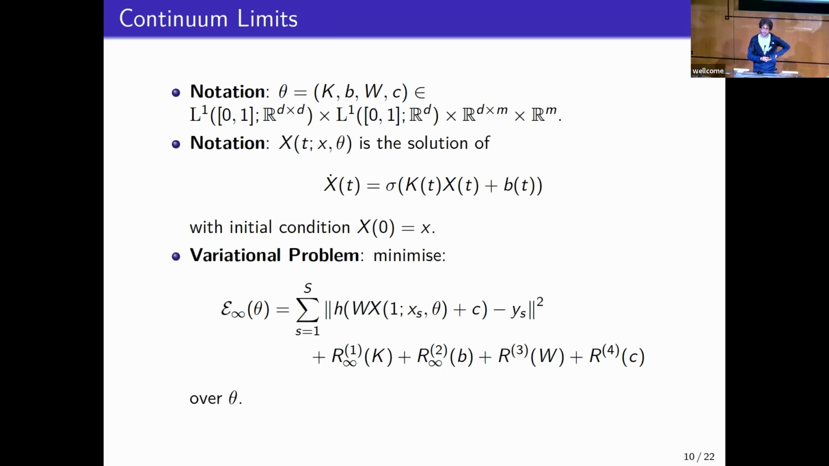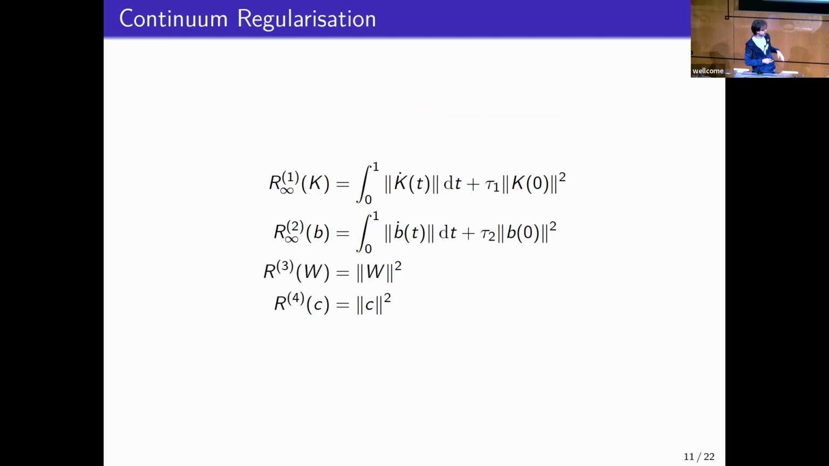I have essentially the same variational problem now. The only difference is that I look at the endpoint, the t equals 1 solution to my ODE, and compare that with the training data, plus my regularization terms. Before, my first two regularization terms depended on n; now they're set in the continuum. These are what the continuum regularization terms look like: the finite difference has been replaced with a time derivative, and otherwise they're more or less the same.